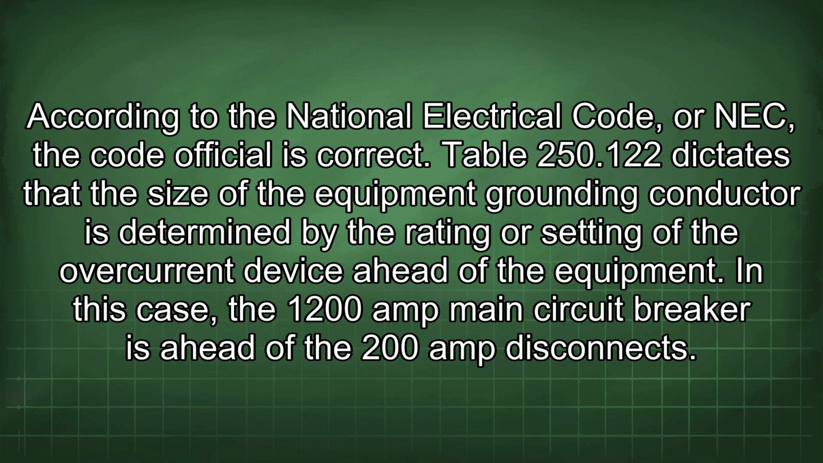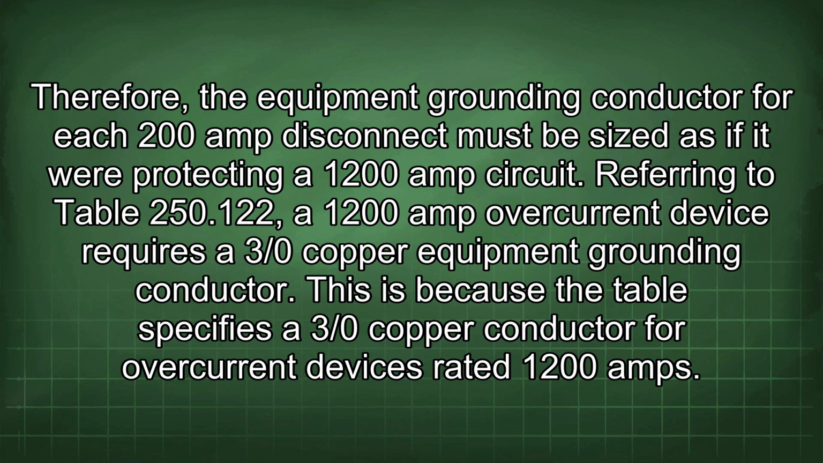Table 250.122 dictates that the size of the equipment grounding conductor is determined by the rating or setting of the overcurrent device ahead of the equipment. In this case, the 1200 amp main circuit breaker is ahead of the 200 amp disconnects. Therefore, the equipment grounding conductor for each 200 amp disconnect must be sized as if it were protecting a 1200 amp circuit. Referring to Table 250.122, a 1200 amp overcurrent device requires a 3/0 copper equipment grounding conductor. This is because the table specifies a 3/0 copper conductor for overcurrent devices rated 1200 amps.